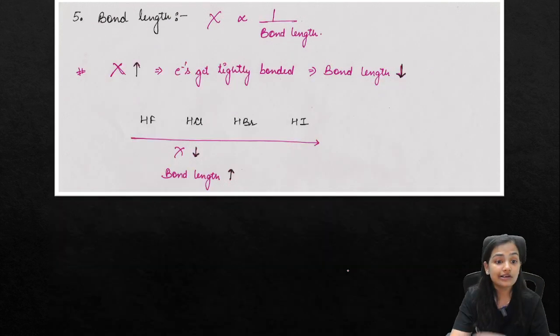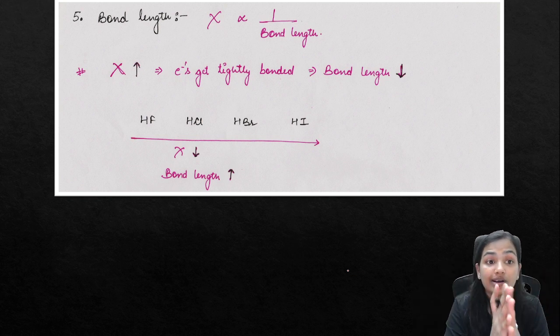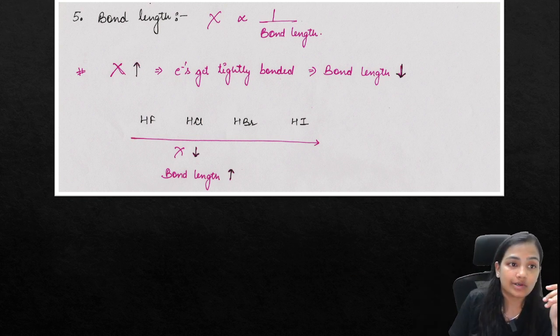So this is the fourth application, and the last application is the bond length. What happens in the case of bond length?